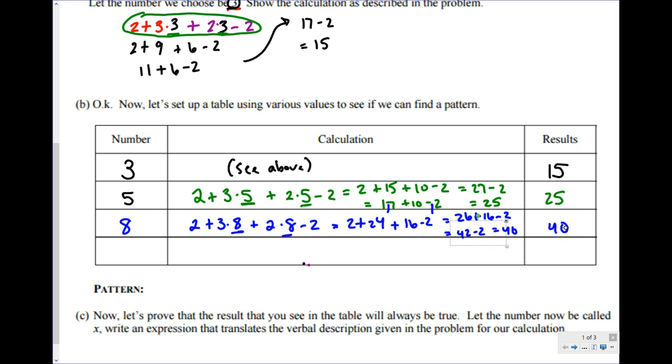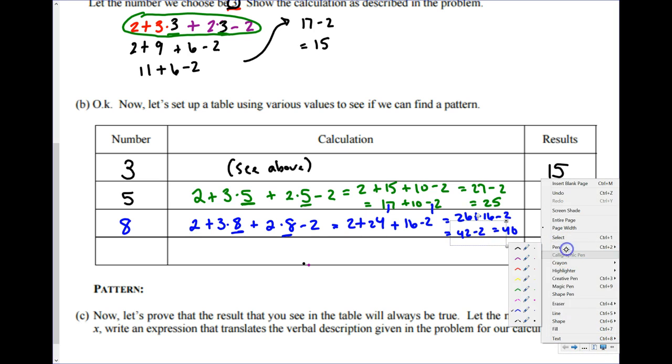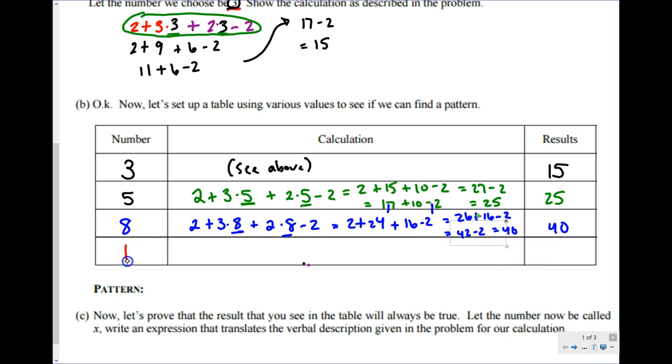Okay. And finally, let's try an easy number. Let's try the number 1. So 2 plus 3 times 1 plus 2 times 1 minus 2 equals, well, 2 plus 3 times 1 is 3, plus 2 times 1 is 2, and then minus 2. So left to right, I get 2 plus 3 is 5. Keep going, 5 plus 2 is 7. And 7 minus 2 is 5.